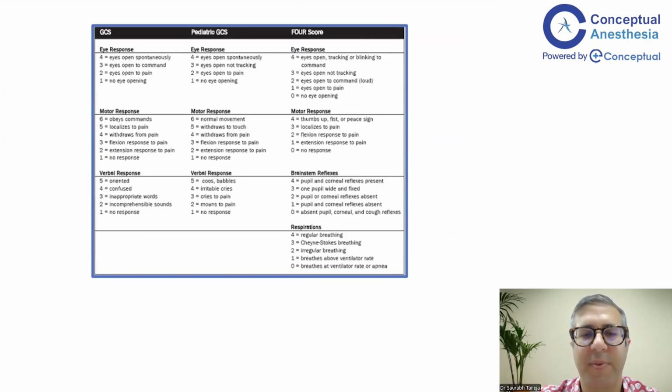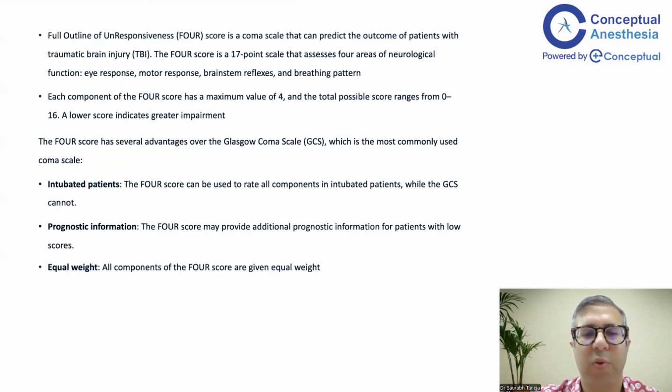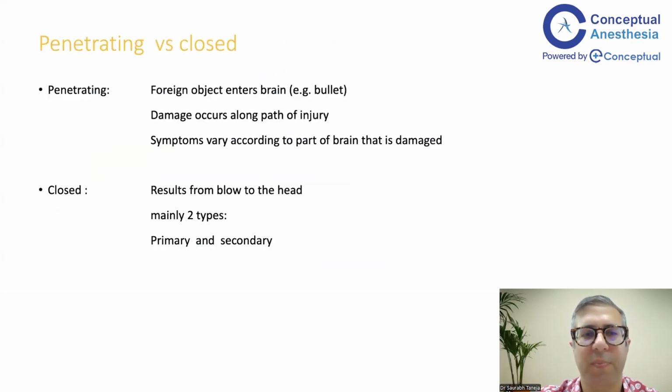So if you see the respiration, there is regular breathing, Cheyne-Stokes breathing, irregular breathing, breathes above the ventilator rate, and breathes at the ventilator rate or apnea. So all kinds of breathing can be taken into account. The FOUR score may provide additional prognostic information for patients with low scores. And all the components of FOUR score are given equal weight unlike the GCS. So GCS has EVM 4, 5 and 6. FOUR score, everything is 4.